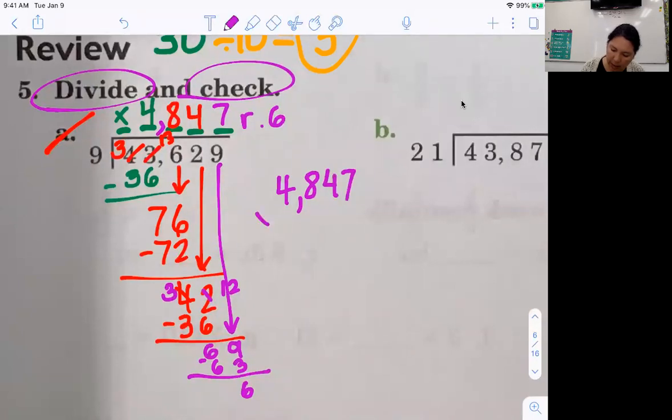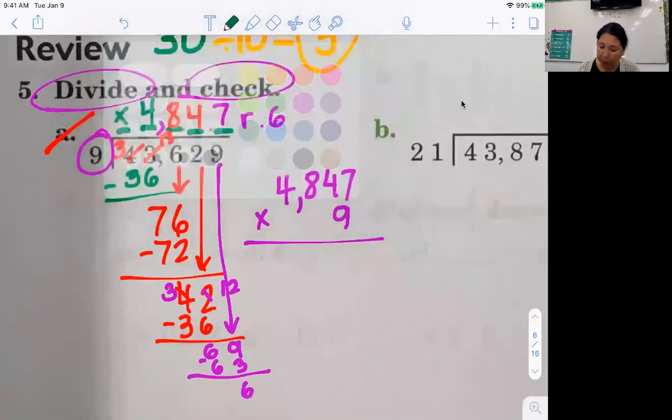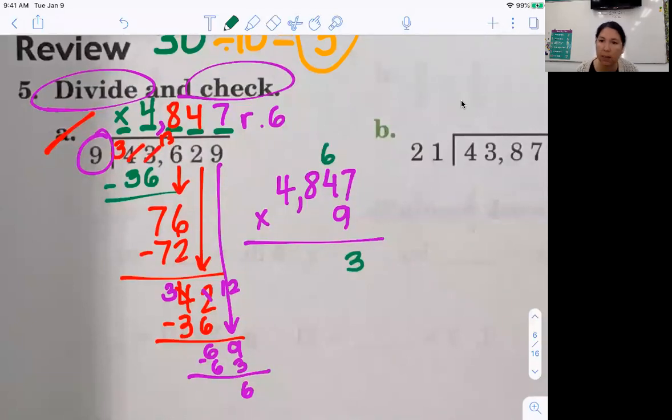4,847 times, and remember we times it by our divisor on the outside, times 9. Okay, let's do it. 9 times 7 is 63. Put my 6 on top. 9 times 4 is 36. What's 36 plus 6? 39.